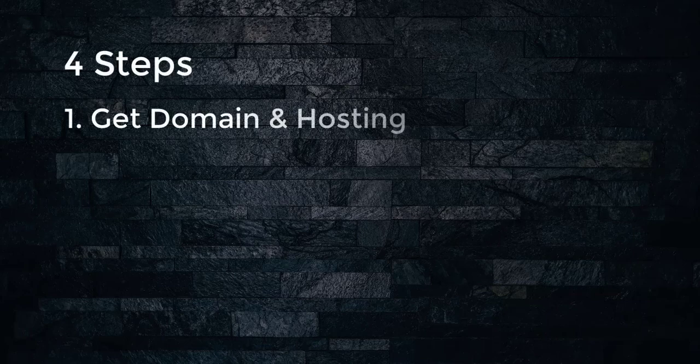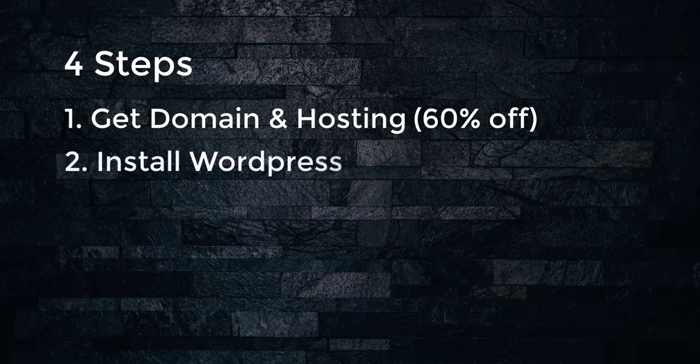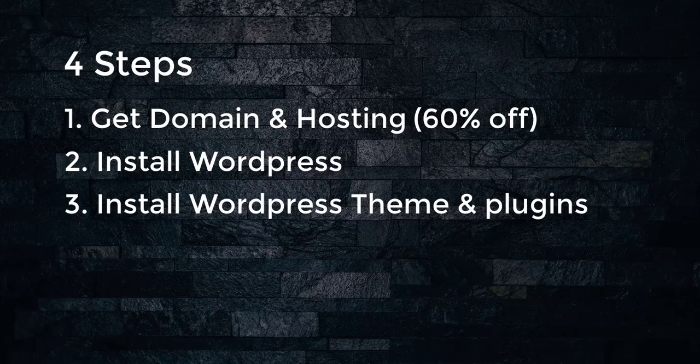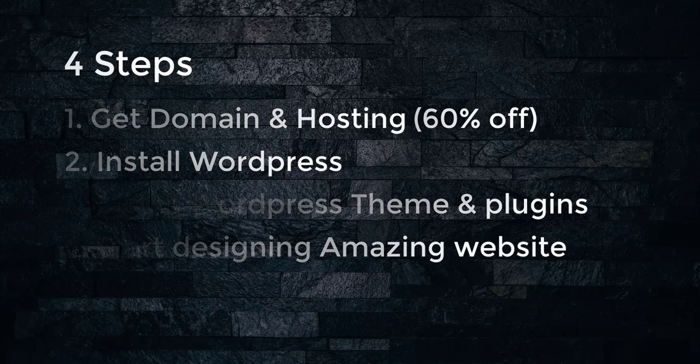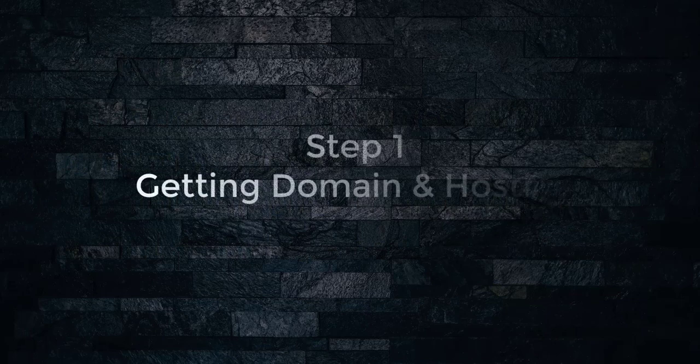Alright, I have divided this tutorial into 4 simple steps. I will show you how you can get your own domain and hosting, and here I will show you how you can get your domain completely free for the first year, and also how you can get 60% discount through my link. Then I will show you how to install WordPress. Then I will install the WordPress theme and all necessary plugins. And finally, I will start designing our amazing website. Now going for the first step.